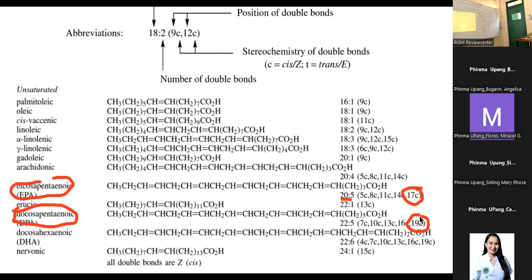And then lastly, we have docosahexaenoic acid. Ayan. Ito yung docosahexaenoic acid. At also at carbon 19 yung last niya na double bond, C22. So it's also an omega-3 fatty acid. Yeah, for the benefit of those who are physically present, isusulat ko sila on the board.